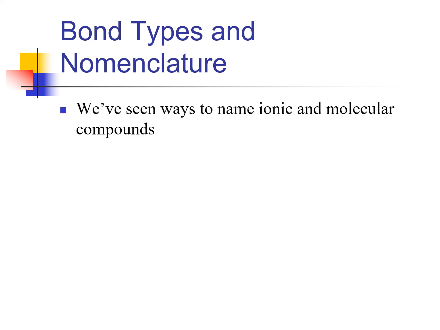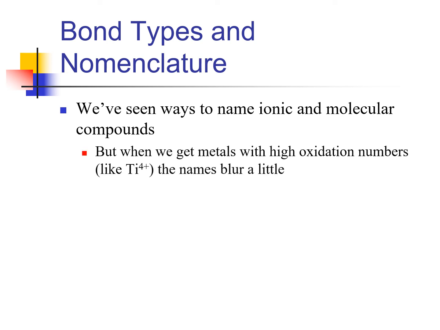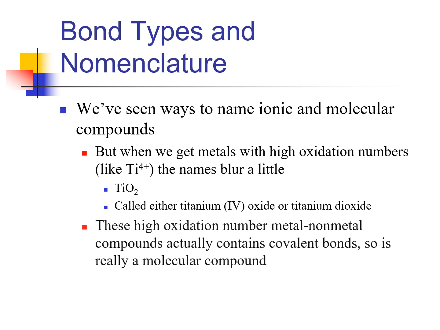So, bond types and nomenclature. We've seen ways to name ionic and molecular compounds, but interesting to know, when we get to metals with high oxidation numbers like titanium here, the names blur a little bit. So like TiO2, that titanium has a +4 charge, we can either call it titanium(IV) oxide or titanium dioxide, even though titanium is a metal. Because when we get to these high oxidation number metals, what we actually see is it's really a covalent bond. They're really a molecular compound with that metal, non-metal business. We've just ignored that so far.